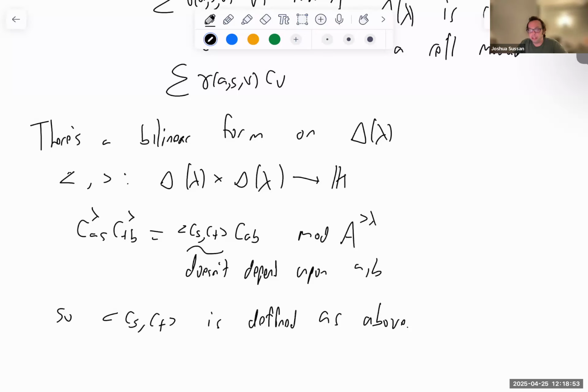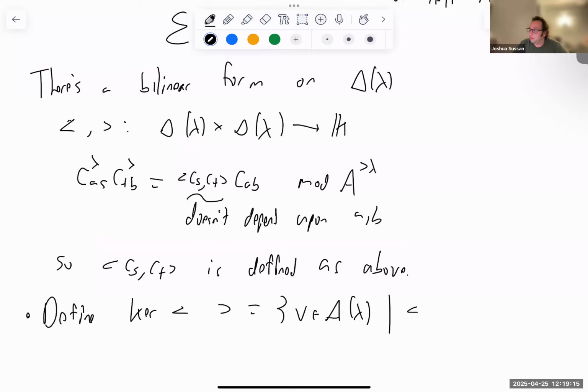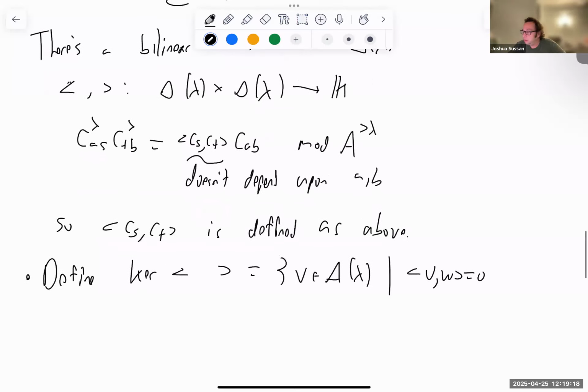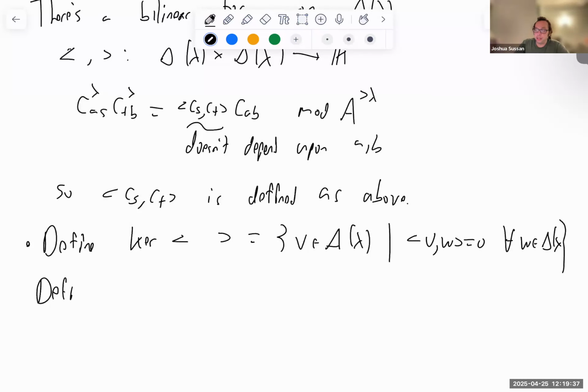Okay, so one could prove nice properties about this bilinear form. The most important next definition is the kernel of this bilinear form. It's all elements V in our cell module such that the pairing of V with W is equal to 0 for all W in delta lambda. It's the radical of the bilinear pairing, a standard definition. With this in mind, we define L lambda to be delta lambda modulo this kernel.